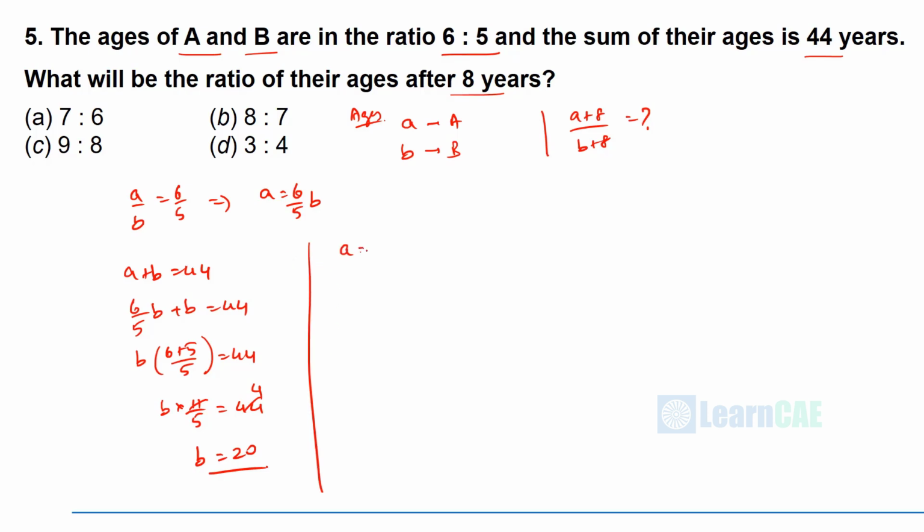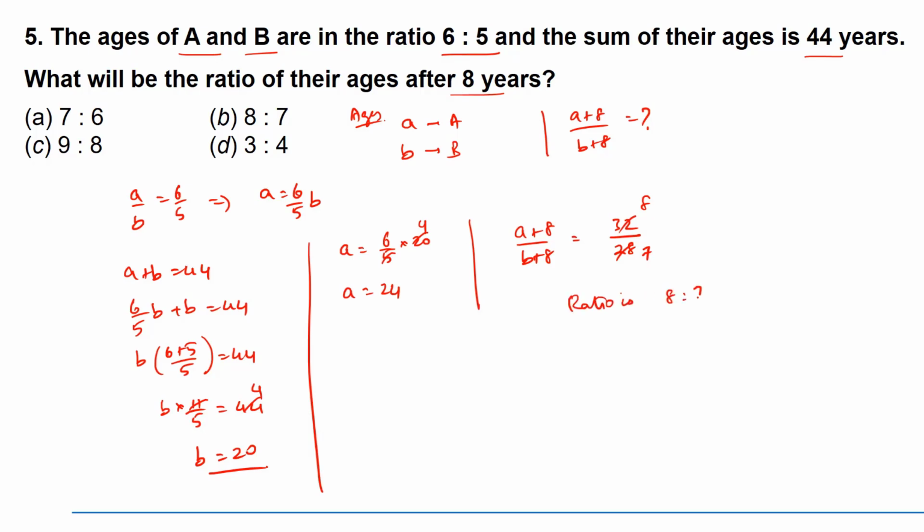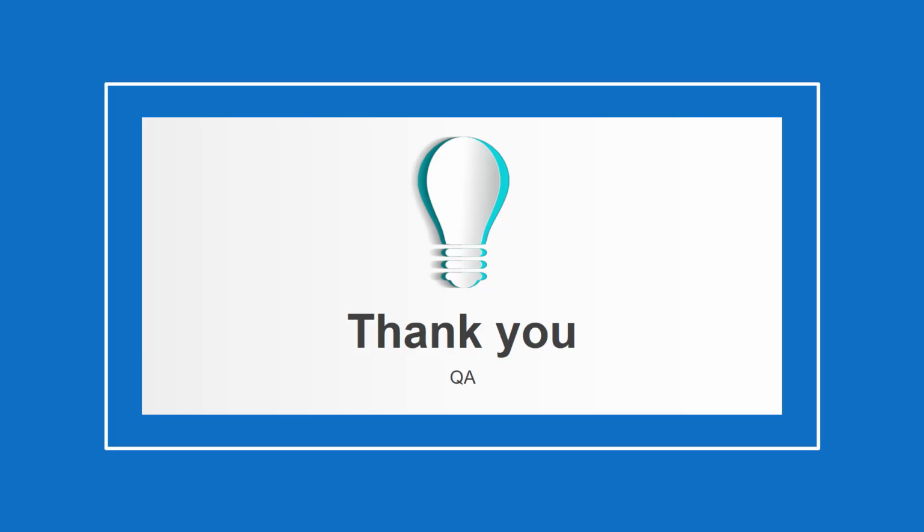Now A is equal to 6 by 5B. 6 by 5 into 20. This is 4 times. A is equal to 24. Now they are asking what is A plus 8 by B plus 8. A plus 8 by B plus 8 is equal to 24 plus 8, 32, and 20 plus 8, that is 28. So the ratio will be 8:7 if you are dividing by 4. So the ratio is 8:7. Answer is B.